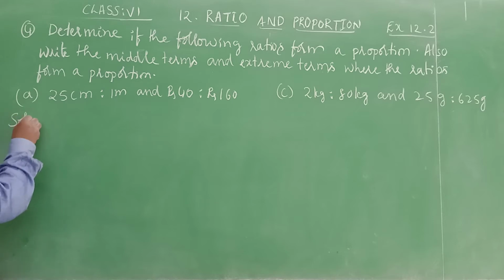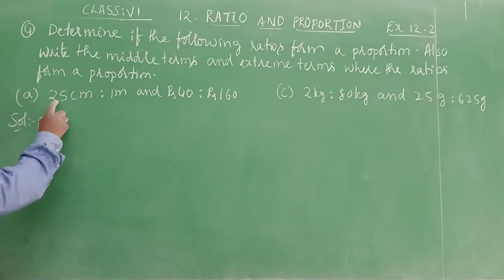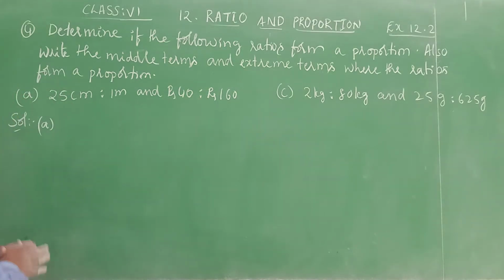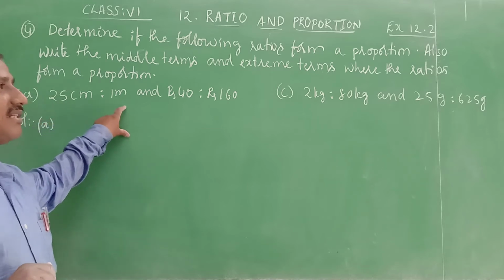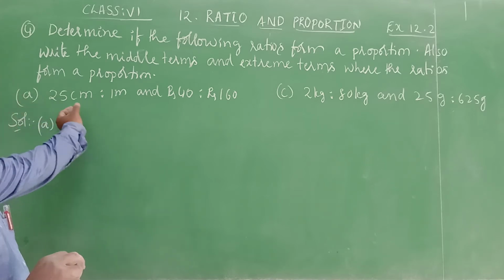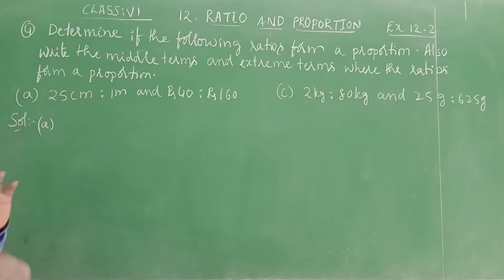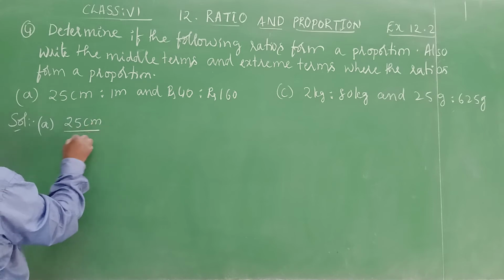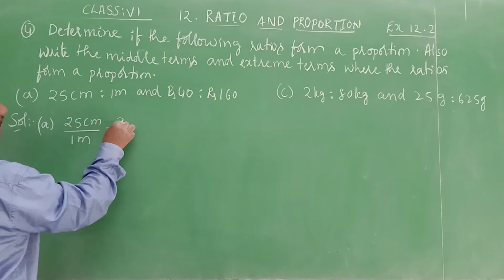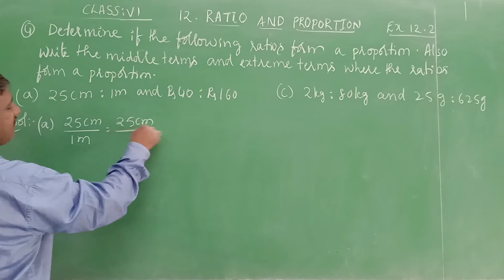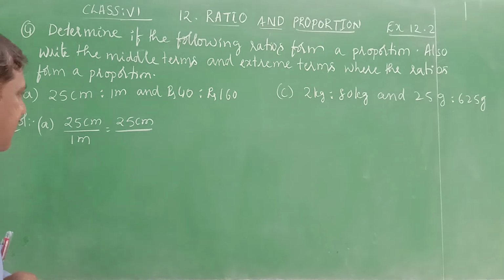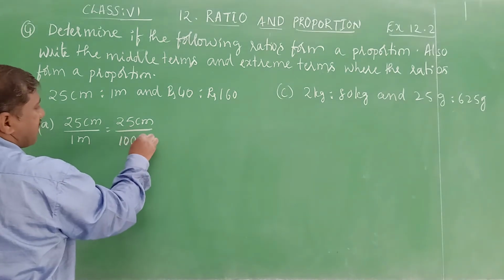Now you see the first bit here. So two ratios: first term, second term, third term and fourth term. The ratio should be the same. So 25 centimeters is to 1 meter. It is in centimeters and this is in meters. Convert them to the same kind of units. 1 meter is equal to how many centimeters? Yes, it is 100 centimeters.